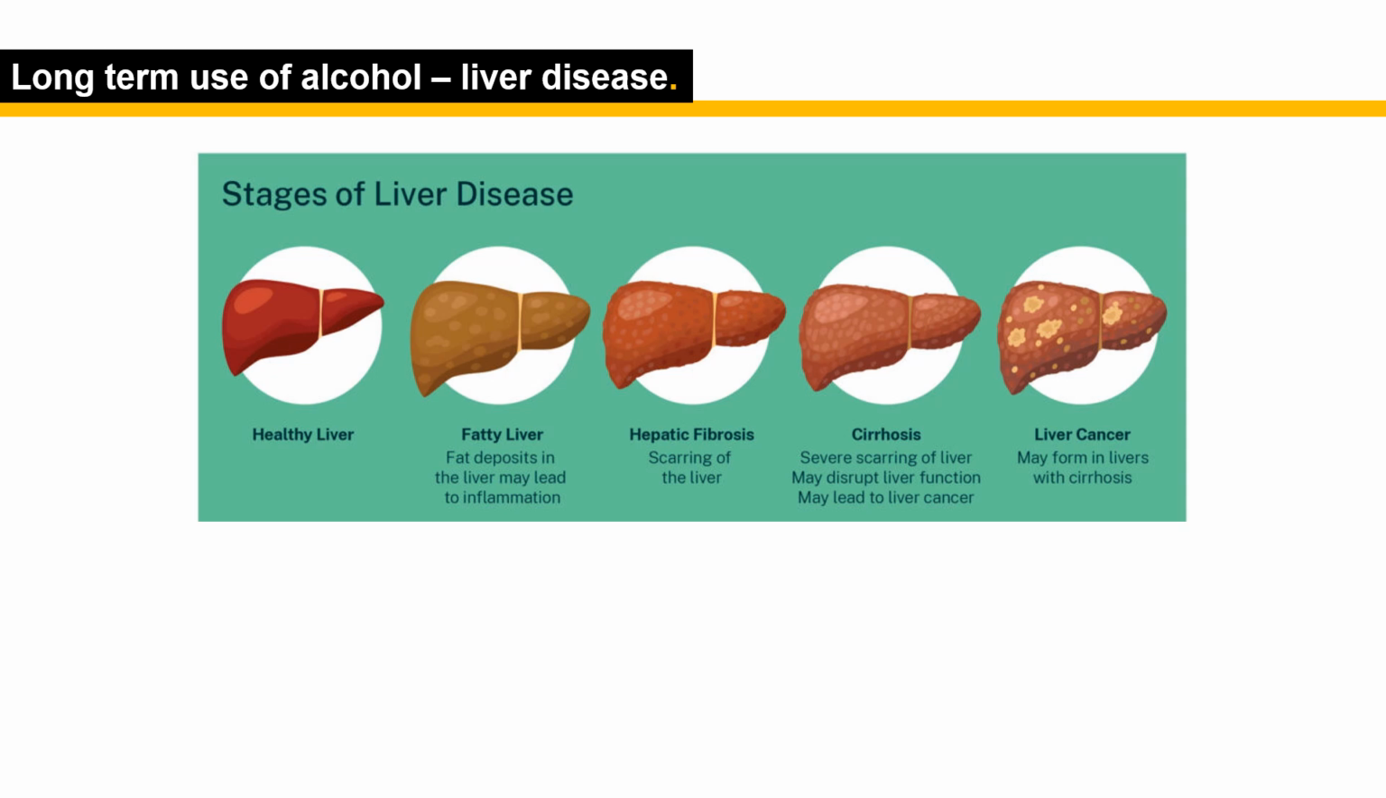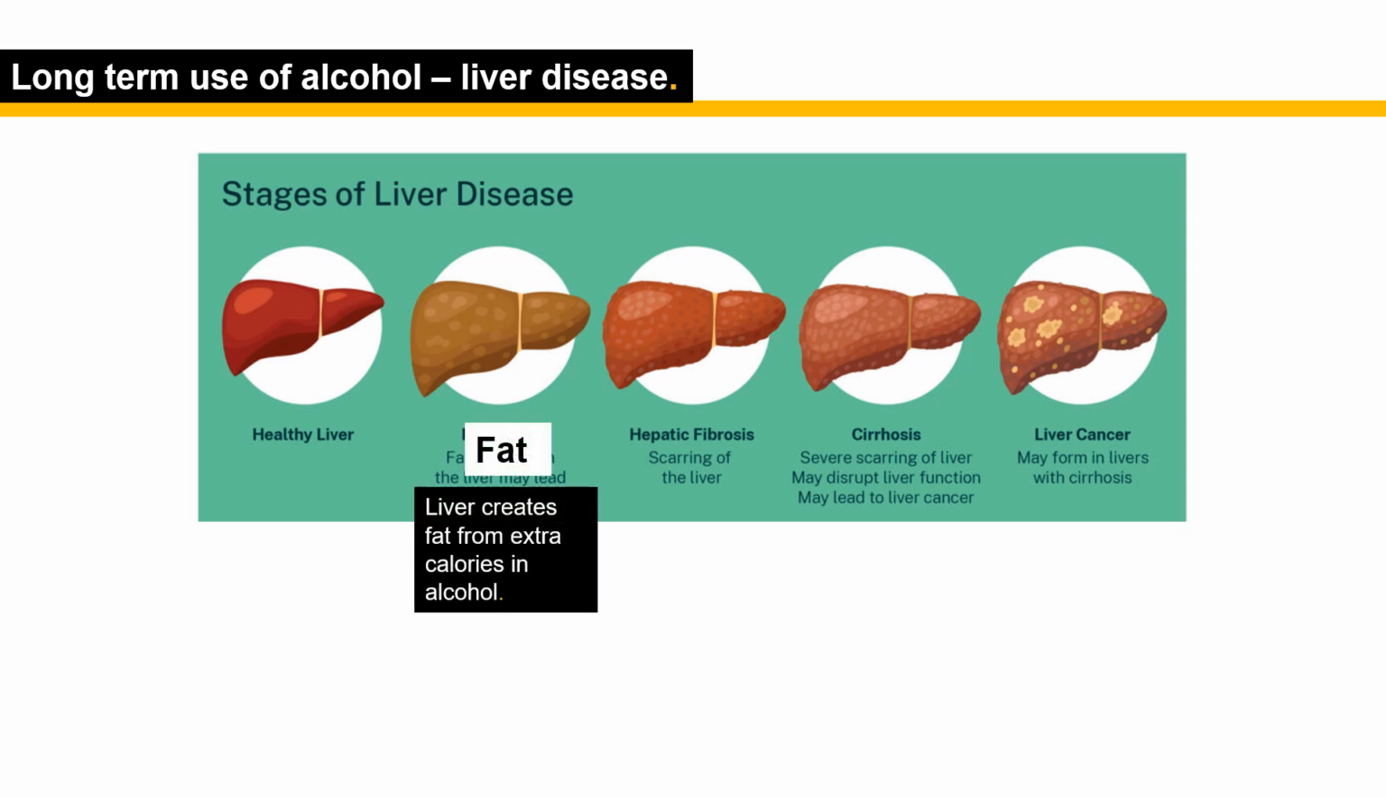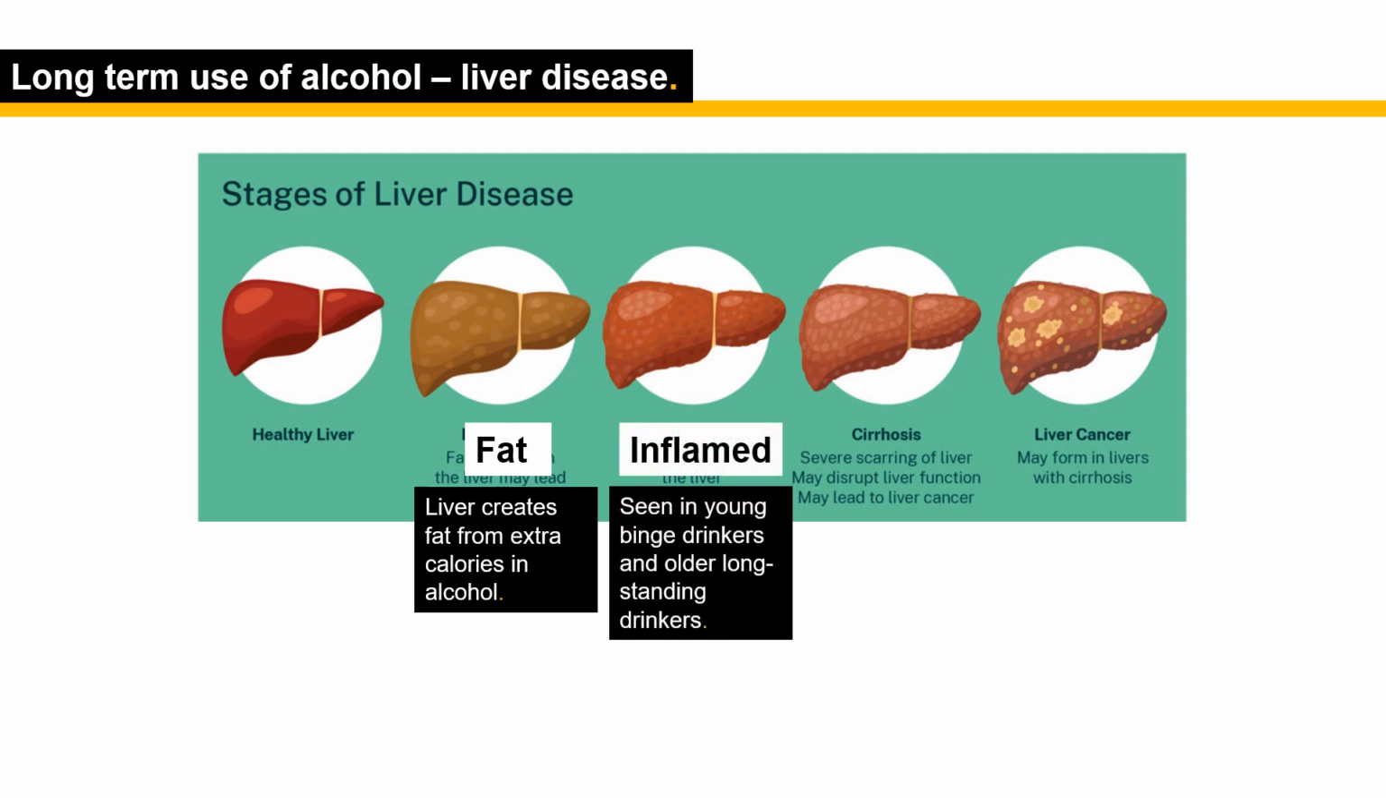Now, a liver doesn't go from a healthy liver to liver failure in one go. It goes through certain stages, and we can chart that quite accurately. So the first thing to happen is someone would have a fatty liver. This is where the liver creates fat from the extra calories and alcohol. It doesn't seem to have any symptoms. You wouldn't necessarily know you have a fatty liver, but this is the thing that we could do a scan for and see and understand from that.